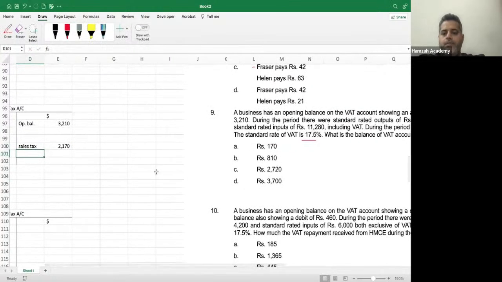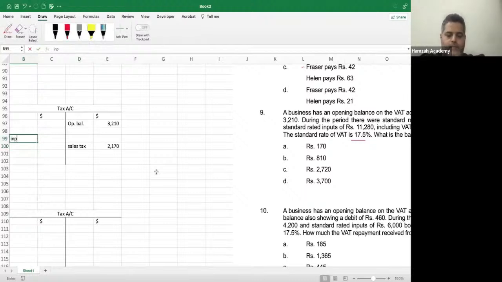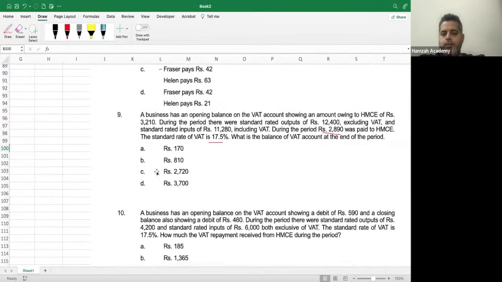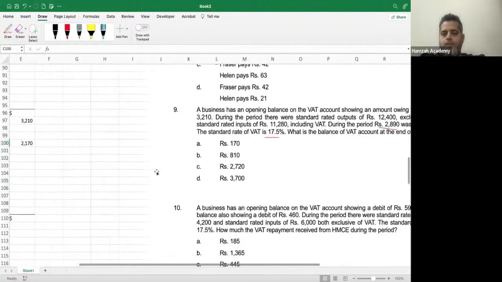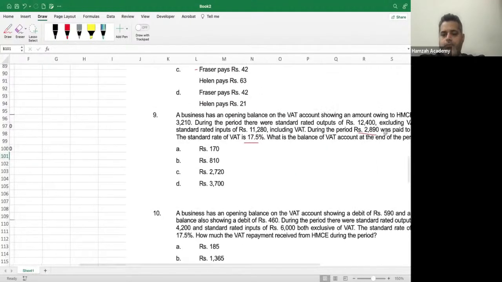And standard rated input of 11,280. Input tax is here. This is 11,280 including tax. So 11,280 divided by 117.5 into 17.5, we have 1680 over here. And then during the period 2890 is paid to HMRC. So the cash paid is over here, and that is 2890.